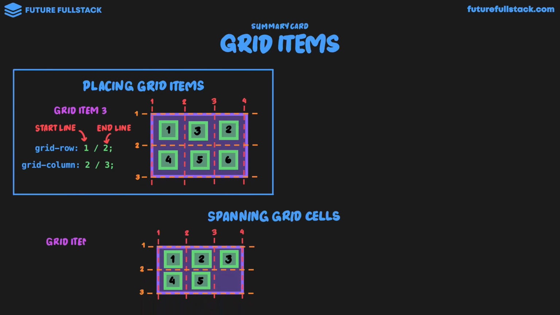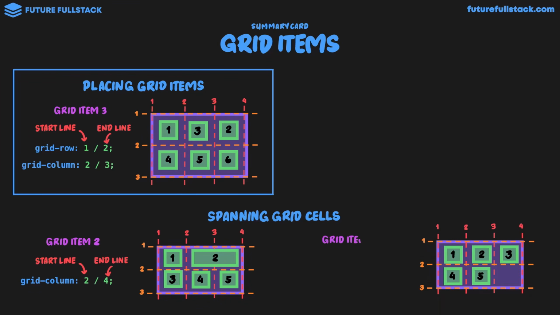Focusing on grid item 2, we could use the grid column property to span grid item 2 across multiple columns. The number 2 is the start line, and the number 4 is the end line. It's the same notation as placing grid items, but for spanning grid cells, the end line will always be more than one increment above the start line. For this setup, grid item 2 will look like this, starting at the vertical grid line 2 and ending at the vertical grid line 4.